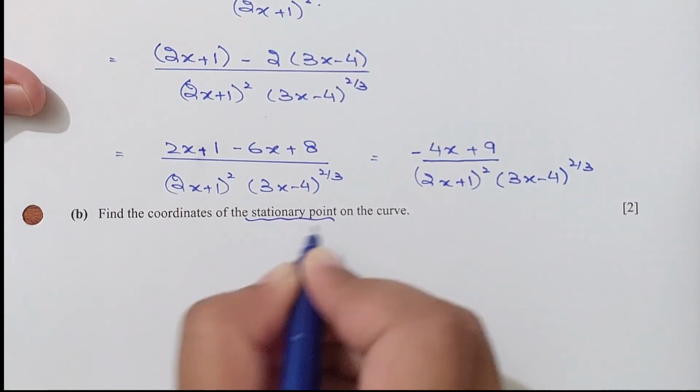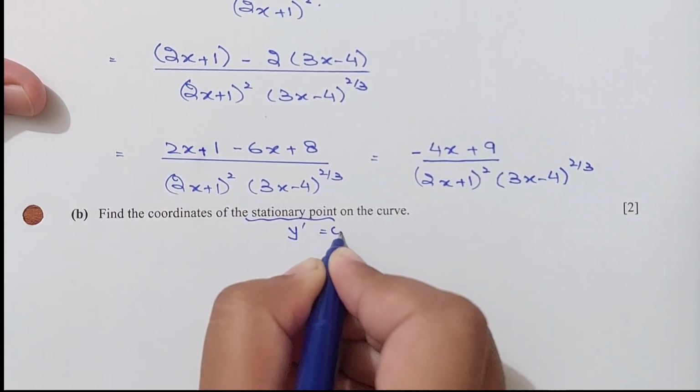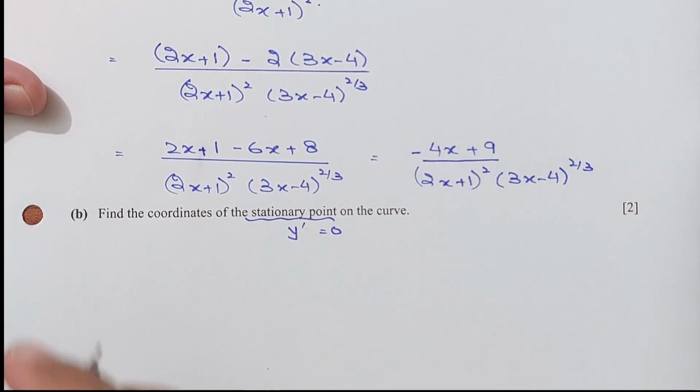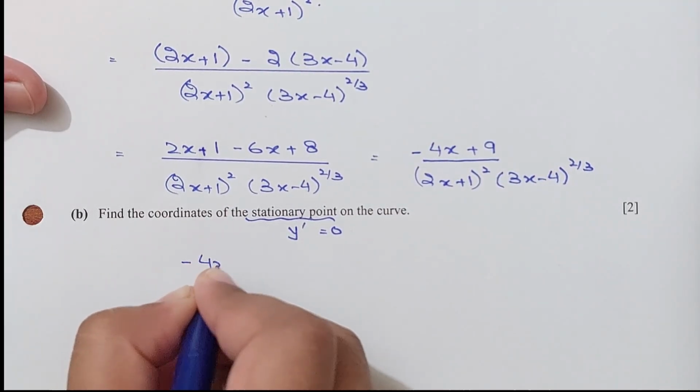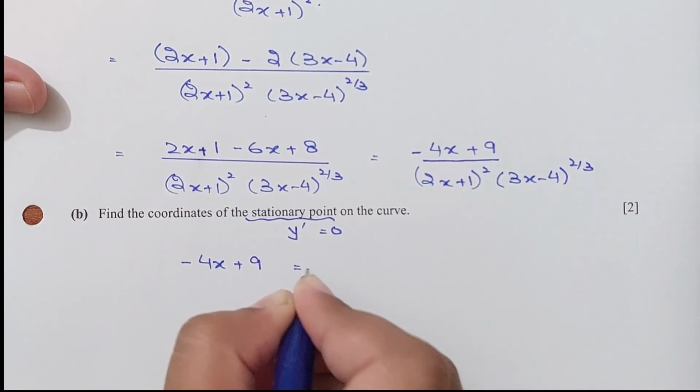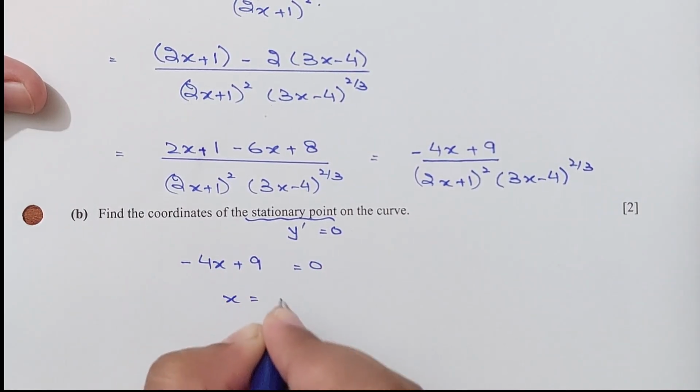A stationary point can be found by putting y prime equals to 0. So this is y prime, and let me put this equal to 0. The denominator multiplied by 0 by cross multiplication is 0. So we have -4x + 9 equals 0, and from here we have x equals 9 by 4.